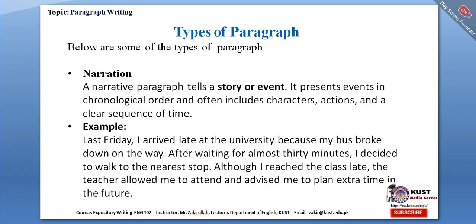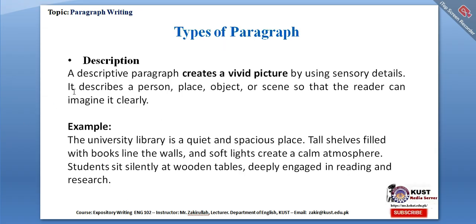Okay, next is a descriptive paragraph or description. A descriptive paragraph creates a vivid picture, means a clear picture, by using sensory details. It describes a person, place, object, or scene so that the reader can imagine it clearly. And you can see the example.